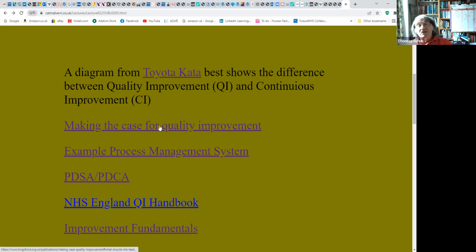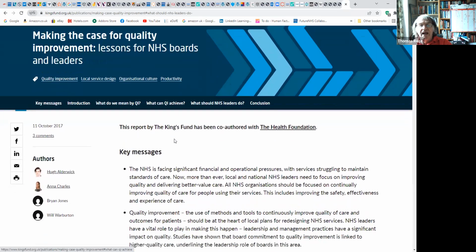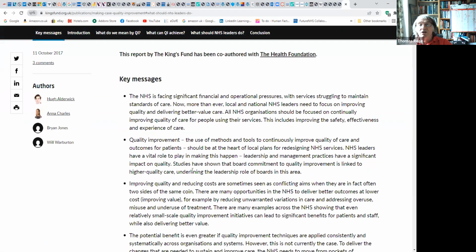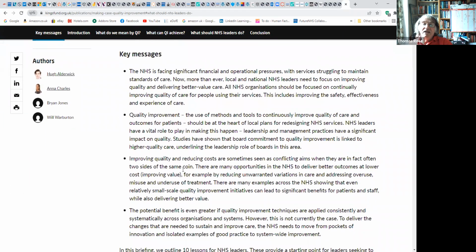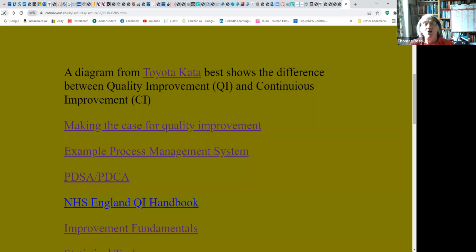Right, making the case for quality improvement. This is a document or a website that the King's Fund have, and it talks about quality improvement, and it's quite good. It doesn't focus on little q. It does show a little bit more reference to big Q. So it's worth going through that document, but there are lots of them.